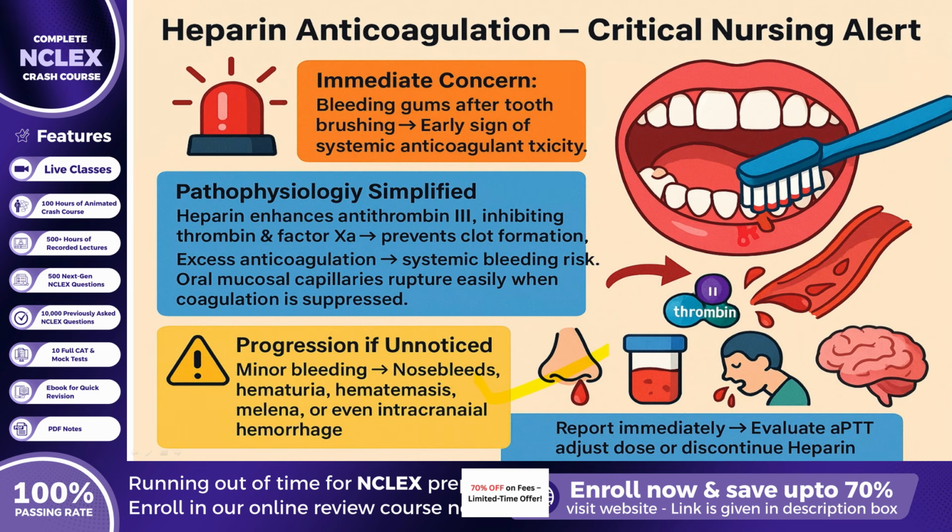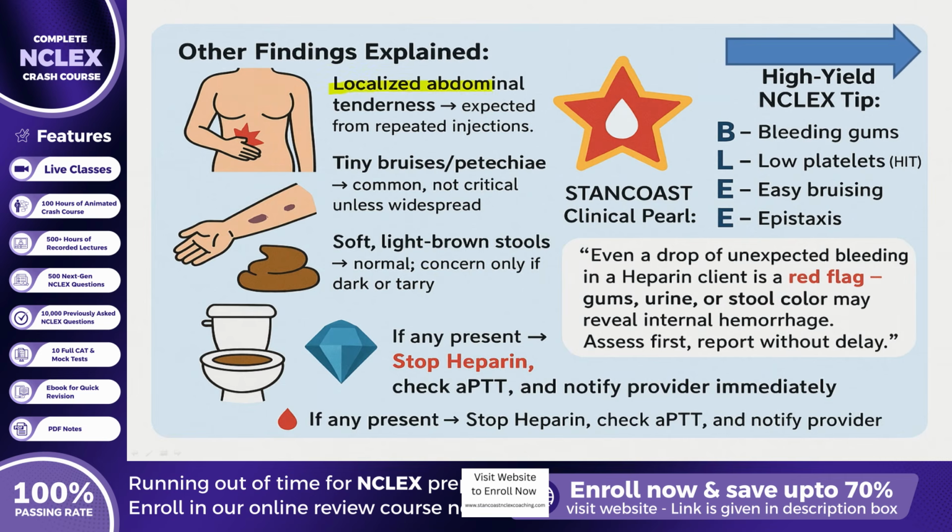In contrast, option A, localized abdominal tenderness, is an expected reaction caused by repeated subcutaneous injections that may irritate the tissue. It can be managed by rotating sites and avoiding massaging, which helps prevent hematoma formation.